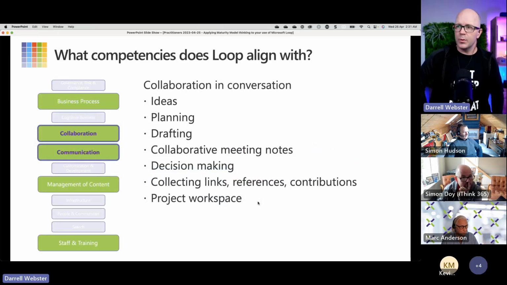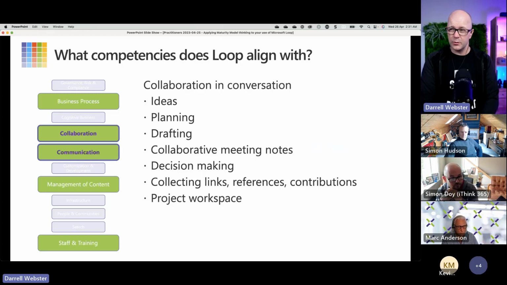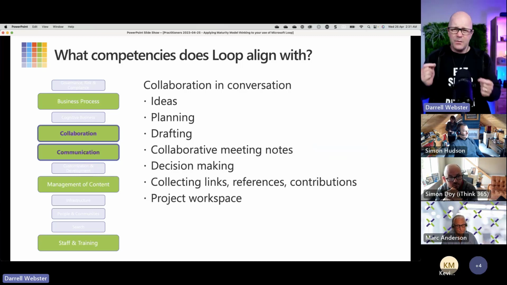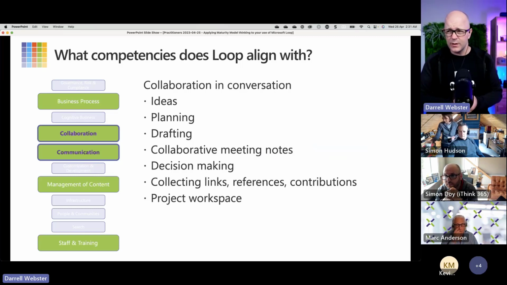So revisiting the competencies, I think that Loop is pretty much across the collaboration and communication space. I haven't mastered or fully understood any of the other areas, but I do see certainly that it's in that early stage of developing an idea. And as that idea grows and we work together and we pull more people in, we loop more people in, then we are leveraging Loop for collaboration. In some fashion, it also fits in the communication space.